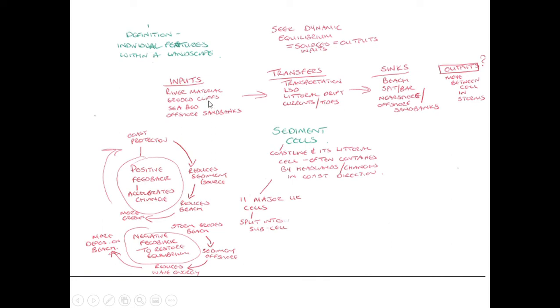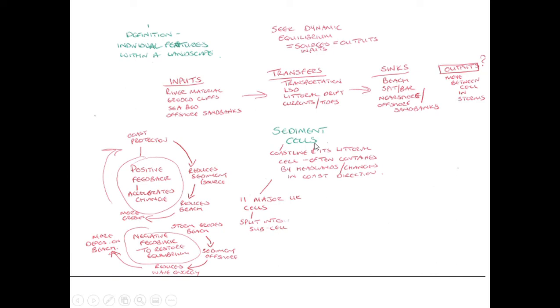Now this could come from eroded materials, the material brought down by rivers, the seabed or offshore sandbanks. These are transferred by transportation, longshore drift, littoral drift, currents and tides. And these then can be put into sinks where the material is stored, such as beaches, spits or bars, or the depositional features. So it's the stuff that we've already covered. There are limited outputs. Sometimes this sediment, particularly in storm environments, can move between the different sediment cells.